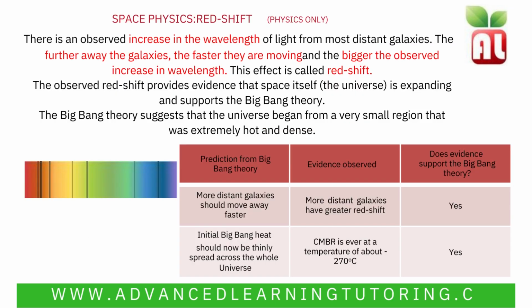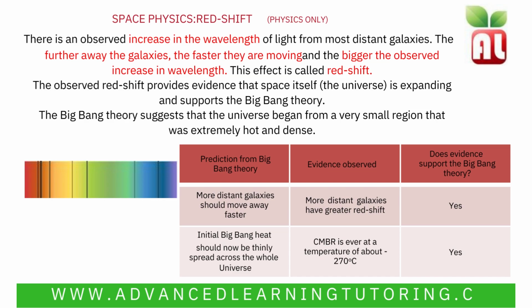Redshift. There is an observed increase in the wavelength of light from most distant galaxies. Recall from the electromagnetic spectrum and the visible light range that red light has the longest wavelength and violet light has the shortest wavelength. The further away the galaxies, the faster they are moving and the bigger the observed increase in wavelength. This effect is called redshift. The observed redshift provides evidence that space itself, or the universe, is expanding and supports the Big Bang theory.